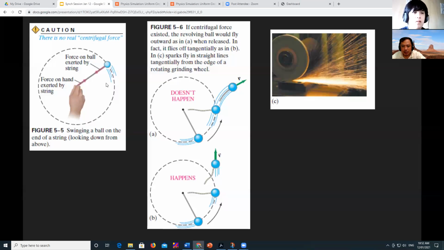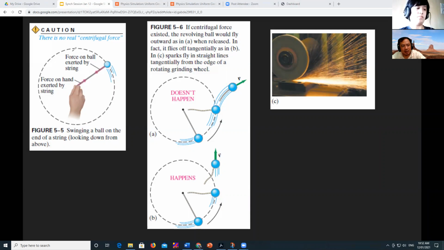This is now the illustration. Still, Newton's third law exists here also. You are pulling the ball inward through the string. So there is the force on the hand exerted by the string, and similarly, the force on the ball exerted by the string. The string exerts a force on the hand, and the string exerts a force on the ball. So, a swinging ball on the end of a string.